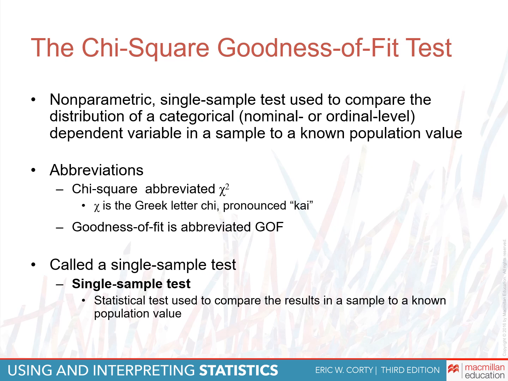All right, so the first test is the chi-square goodness of fit test. And this is a single sample test. Usually what we're doing is we have a distribution of some kind of categorical variable, and we're comparing it to some known population value. You'll see people use the Greek letter chi to write out chi squared, and sometimes write goodness of fit as GOF. So again, it's a single sample test. We're comparing the results in a sample that involves a categorical variable to a known population value.